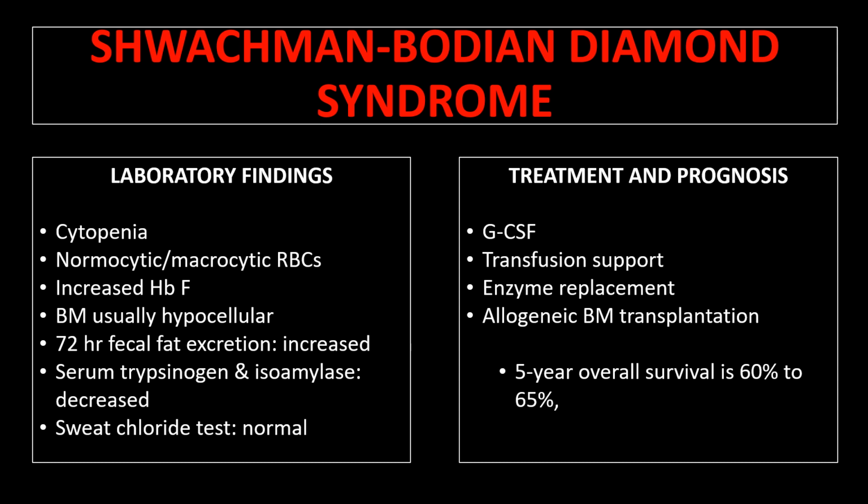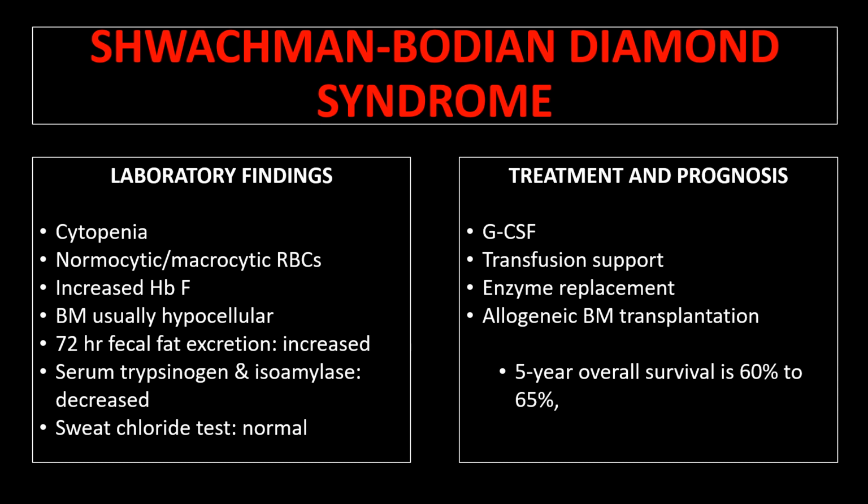So, nearly all patients with SBDS or Shwachman-Bodian-Diamond syndrome have neutropenia. As I've said earlier, the number one laboratory finding would be cytopenia. So, there would be neutropenia of less than 1.5 to 3 times 10 raised to 9 neutrophils per liter. And then, half of these patients will develop anemia and thrombocytopenia, and a quarter of them will develop pancytopenia.